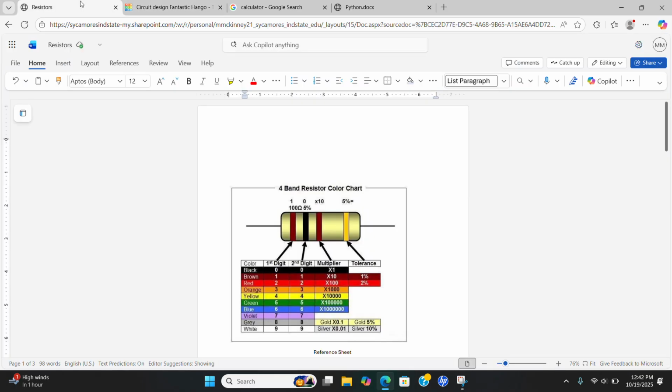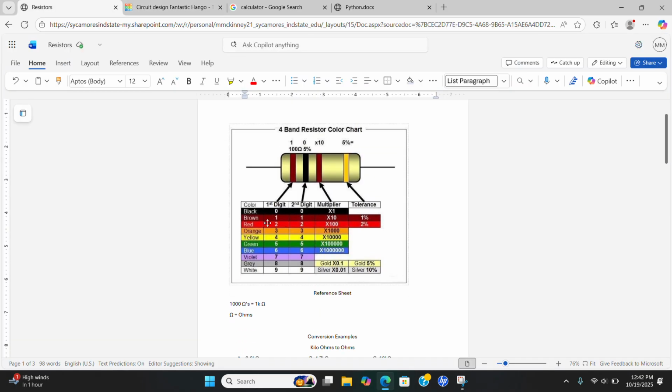So back to here. You've probably noticed this, the 4-band resistor color chart. And you're probably wondering how to interpret it. Well, as you can see, we start with color. Black, brown, red, orange, yellow, green, blue, white. And these all have value. This right here is the first digit. It's a 1 since it's a brown. Right here is a second digit. Since it's a black, it's a 0.